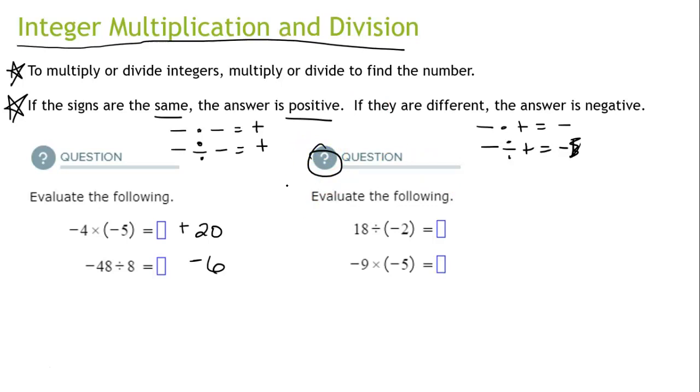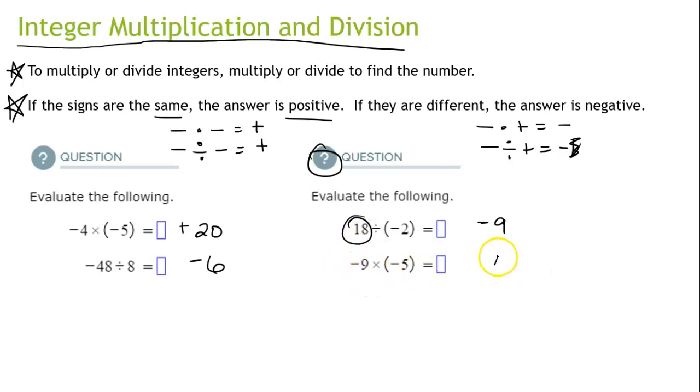Use those rules and try these on your own. See if you can do them without a calculator. 18 divided by 2 is 9. The signs are different, so you should have said that was negative 9. Notice our larger number is positive. We don't care about that. That's only for addition and subtraction. You have to keep your rules for addition and subtraction totally separate from your rules for multiplication and division. They are not the same thing.